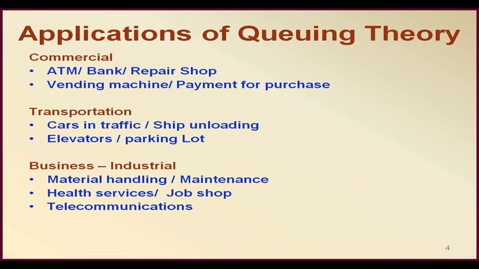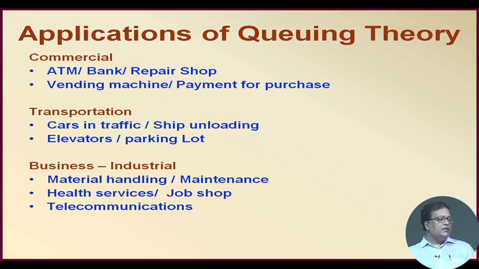Here are some more examples like ATM, bank, repair shop, vending machines, payment for purchase; all these are commercial situations. There are transport situations where there are cars, ship unloading, elevators, parking lot, or business situations like material handling, health services, job shop, telecommunications. So, examples are many, however, in all these situations a common thread runs: there is a queue that is formed.